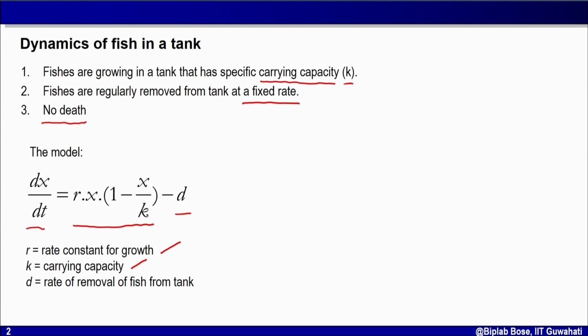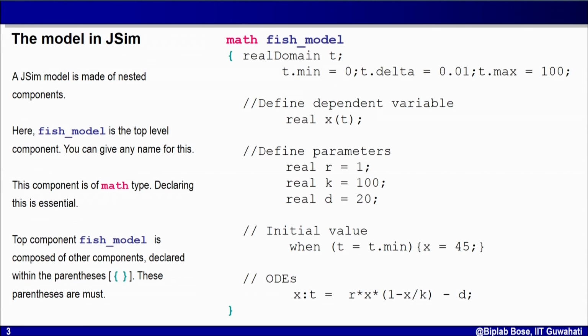Now obviously you can analyze it analytically, but we want to solve this numerically using JSim. So how do I write the code in JSim for this model? I have written down the code on the right hand side. You can see and try to understand what each of these components means. Remember, in JSim, a model has nested components, one nested into another. So in this model, the main component is fishmodel.